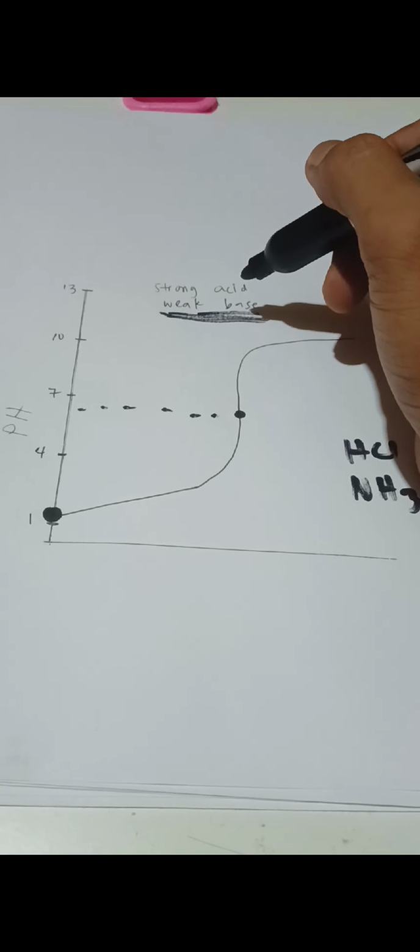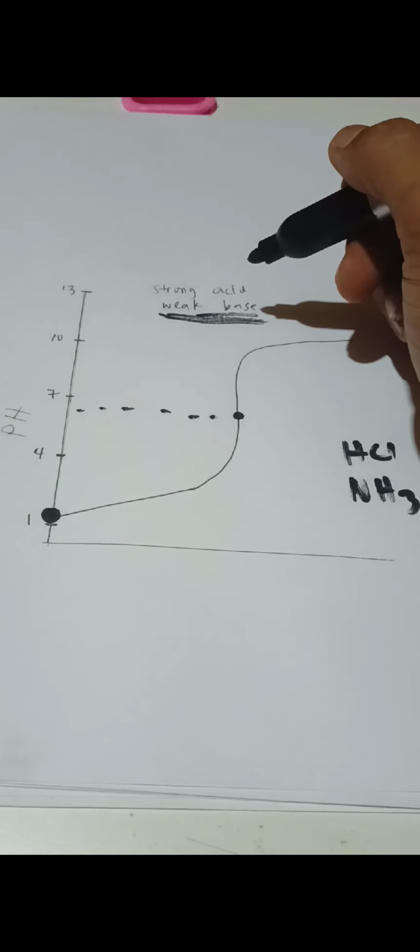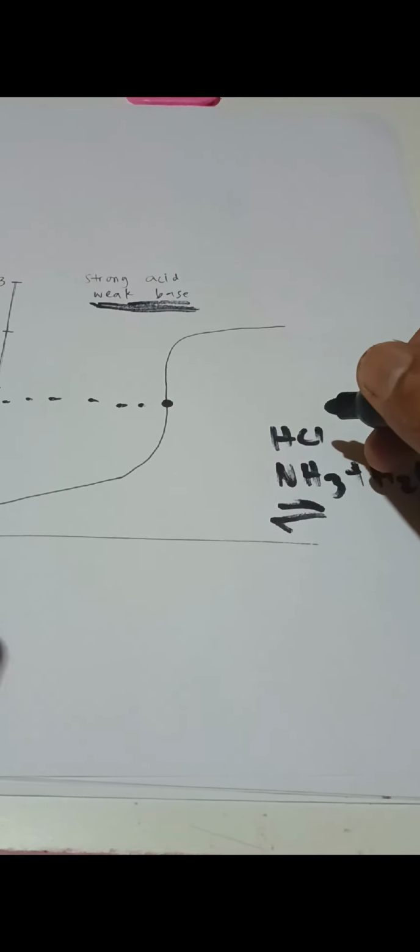If we write this equation, NH3 when it is placed in water partially ionizes into NH4 plus and OH minus, plus H2O.